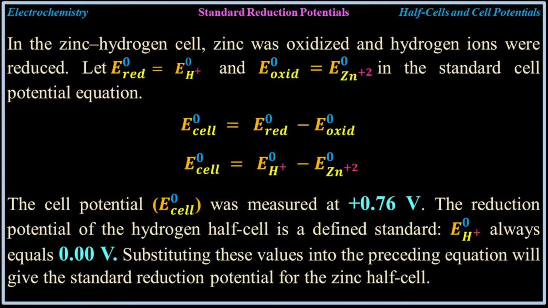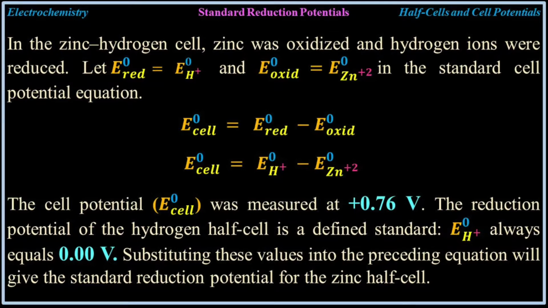In the zinc hydrogen cell, zinc was oxidized and hydrogen ions were reduced. Let E0 reduction equal E0 hydrogen ion and E0 oxidation equal E0 zinc 2 plus in the standard cell potential equation. E0 cell equals E0 reduction minus E0 oxidation. E0 cell equals E0 H plus ions minus E0 zinc 2 plus ions. The cell potential E0 cell was measured at 0.76 volts.